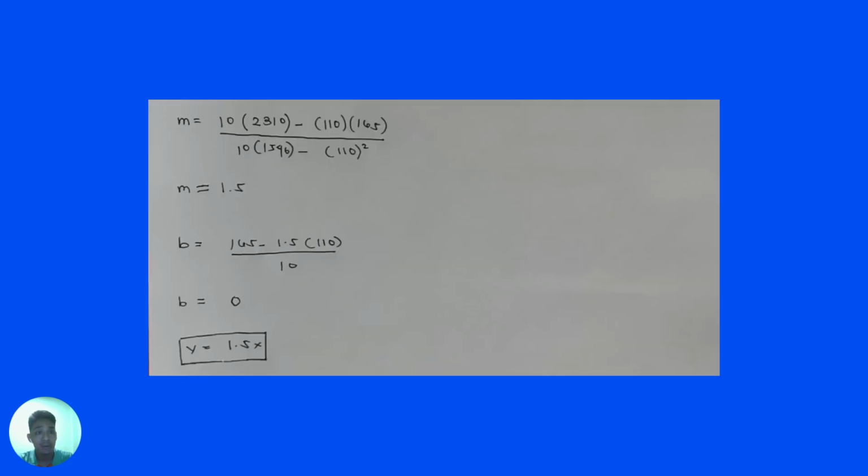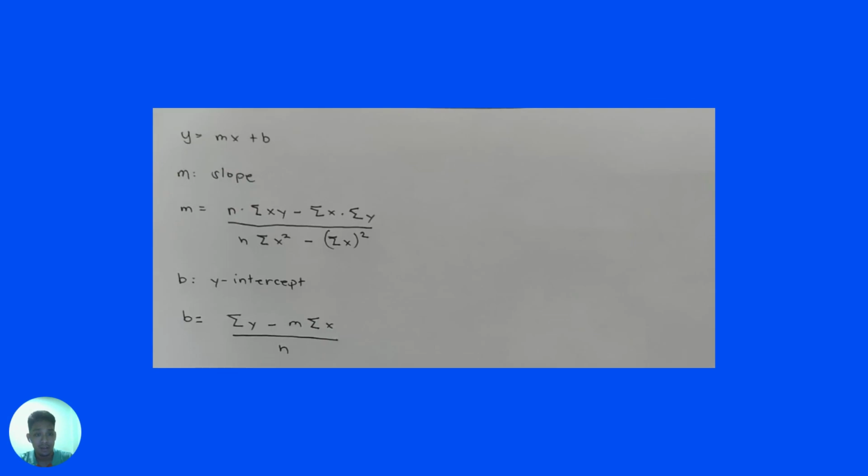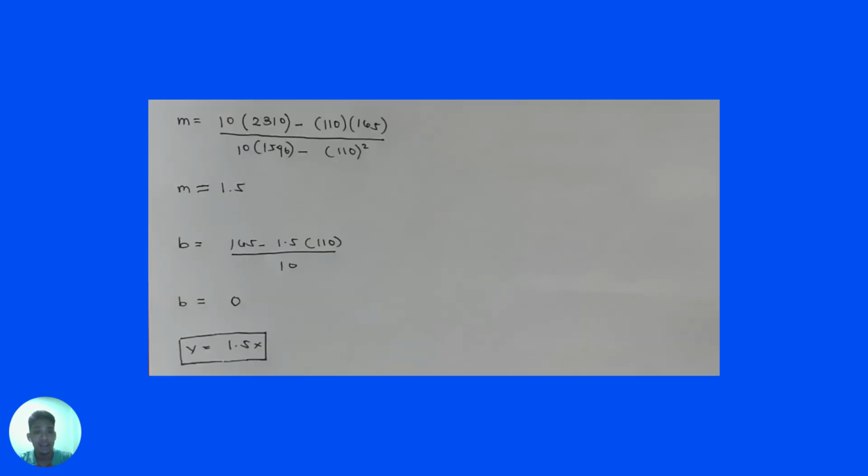So, applying the formula for m, n is 10 times the summation of xy minus the summation of x times the summation of y, over 10 times the summation of x squared minus the square of the summation of x. Using our calculator, this will give us a result of m equals 1.5.